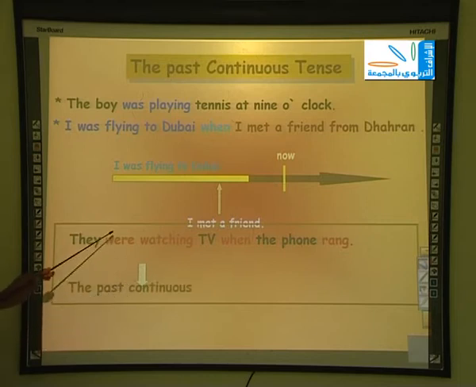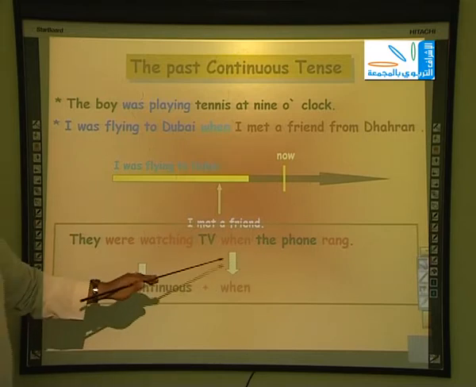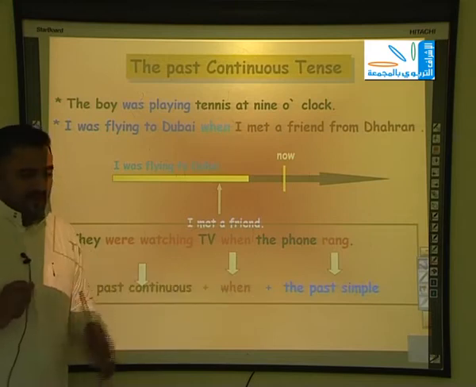That's to say, this part refers to the past continuous tense. After that we have the conjunction word when and the past simple tense.